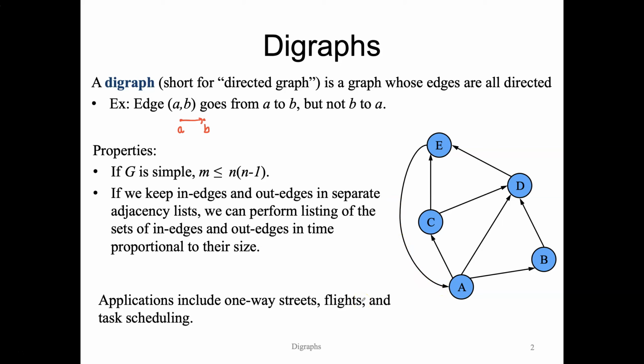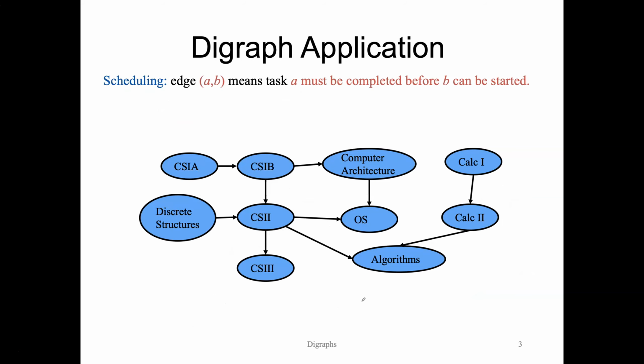There's a lot of applications which use digraphs. For example, we have one-way streets. We can only go one direction down it, or with flights, or also with task scheduling. So for example, we have a set of tasks and some prerequisites to them, and we can list out each task as a node, as a vertex, and then add an edge between them from A to B if task A is a prerequisite for B, if task A must be completed before task B.